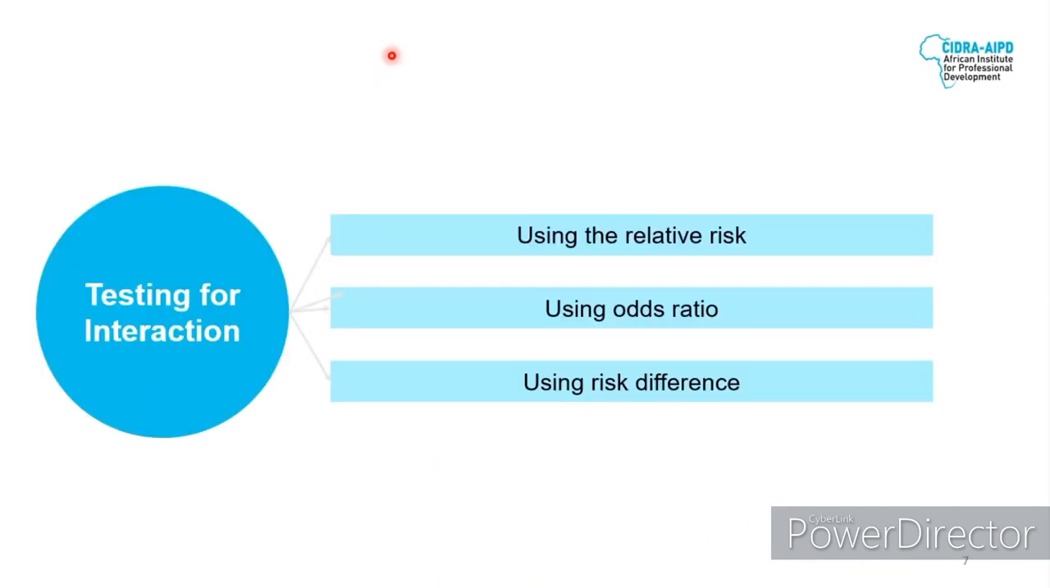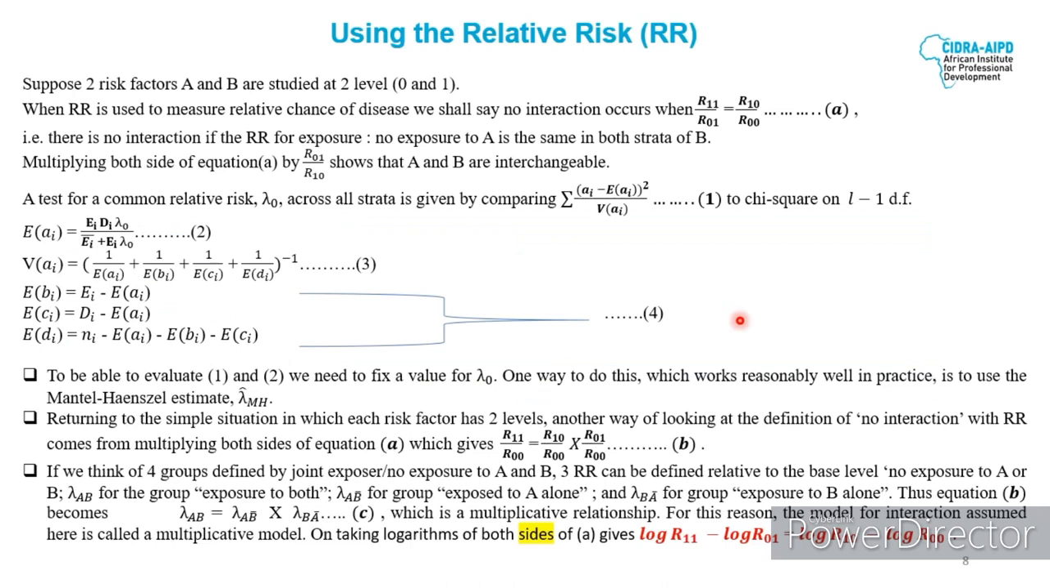Now, there are three ways that we can test for interaction: using the relative risk, using the odds ratio, and using the risk difference. So the first one is using the relative risk, or RR. Suppose there are two risk factors A and B that are studied at two levels, 0 and 1. When relative risk is used to measure relative chance of disease, we shall say no interaction occurs when R11 by R01 equals R10 by R00.